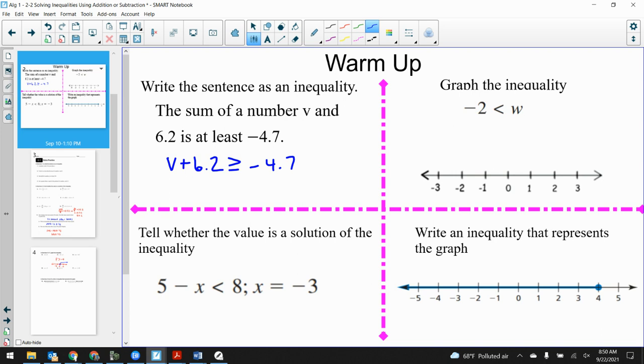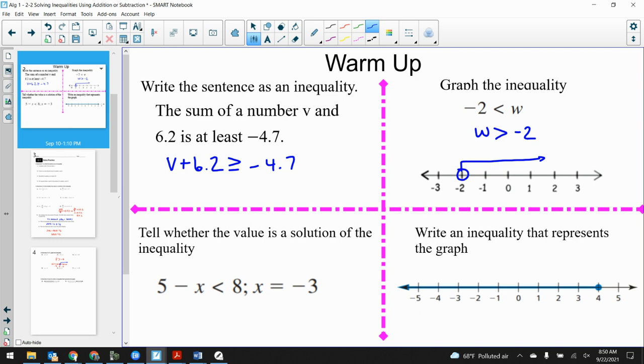Look at the one on the top right. Is the variable in the correct spot? No, not for me. W has to go on the left, -2 has to go on the right. Now we flip it around. So now, open circle at -2, going to the right.